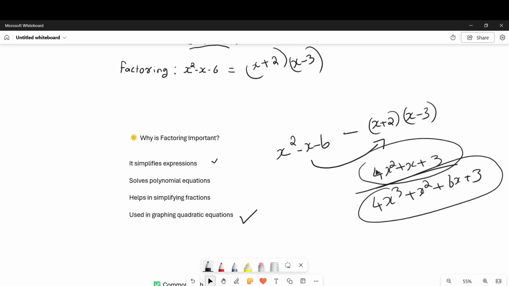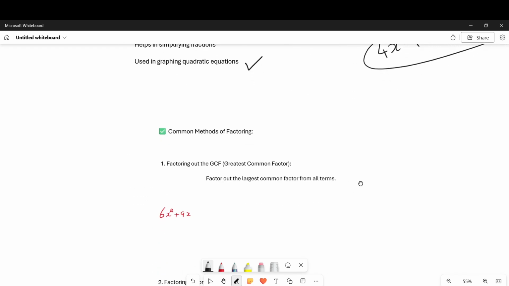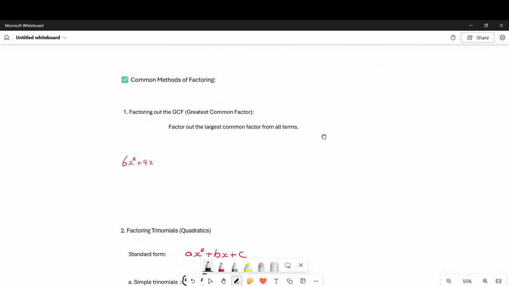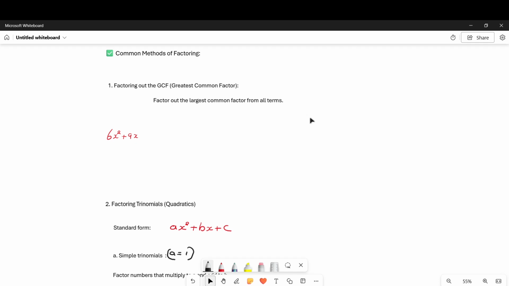Moving forward, we are going to see some common methods of factoring. There are some methods used to factor a polynomial expression into a simpler form. Let's start with the first method, factoring out the GCF. What is GCF? Greatest common factor. We need to factor out the largest common factor from all the terms. It's just a simple thing.